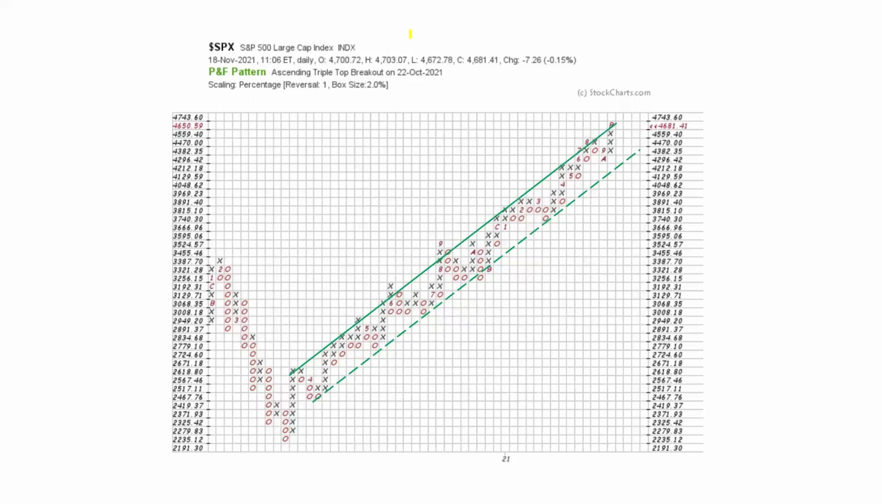Here we see the S&P 500 index, large cap, and I'm sort of sticking with indexes, but please use these on individual stocks and the ones that you really follow. And you can see that this is a 1-box reversal method right here, and it's 2% scaling.